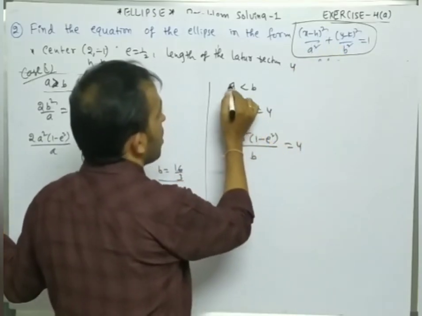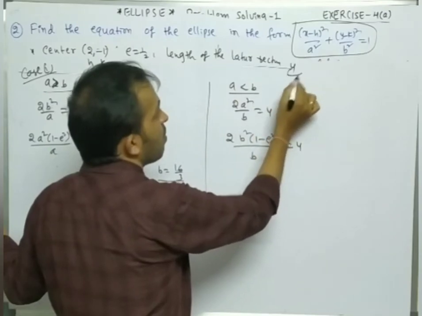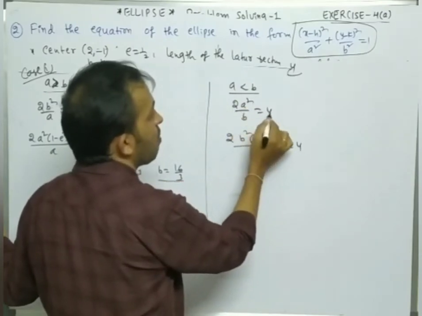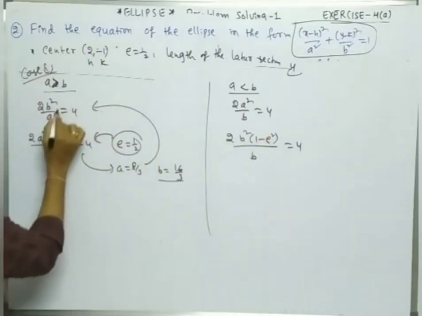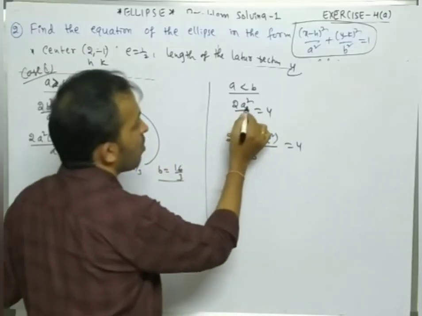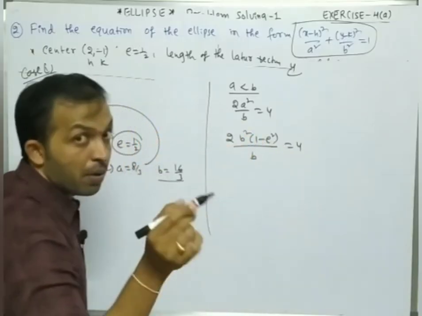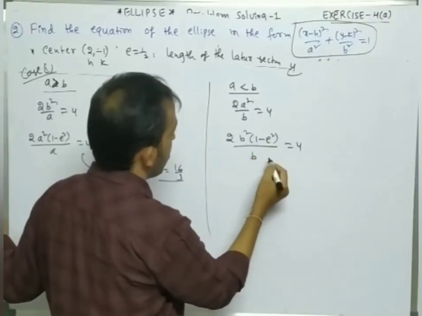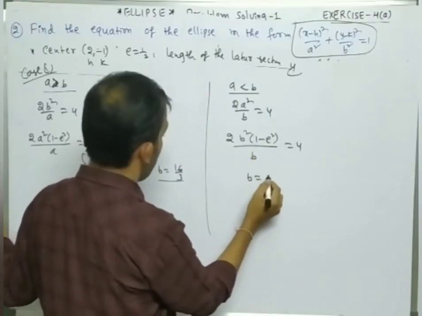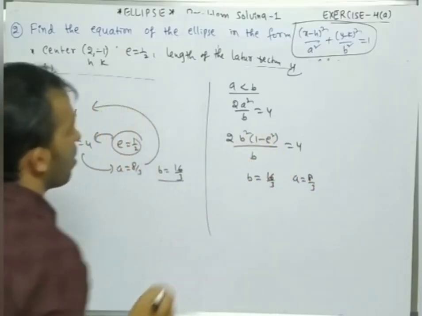Next, this is case 2. If a less than b, then the length of the latus rectum is 4. 2a square by b is 4. Here 2b square by a, here 2a square by b. Here b square is equal to a square into 1 minus e square, and a square is equal to b square into 1 minus e square. All these formulas were mentioned in the first video. Okay, so substitute. So here you will get reverse values. B is equal to 16 by 3, a is equal to 8 by 3. Okay, solve and check.